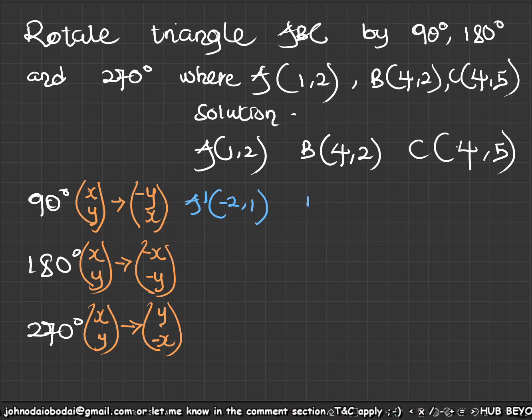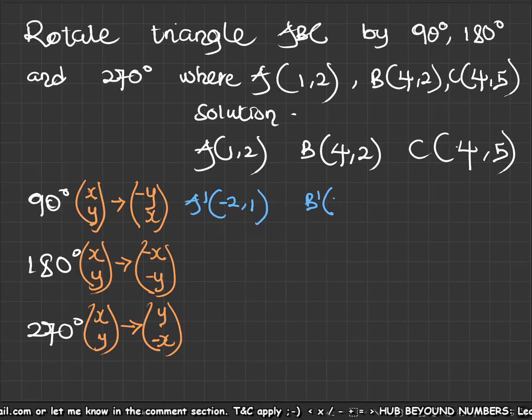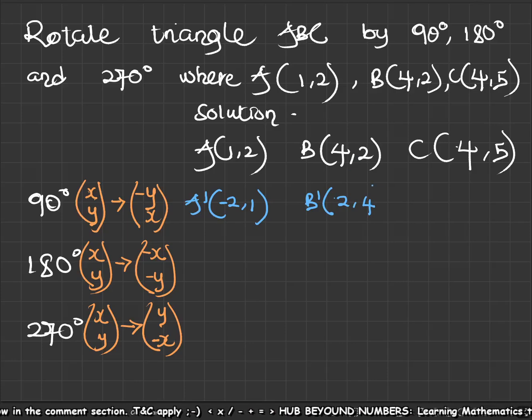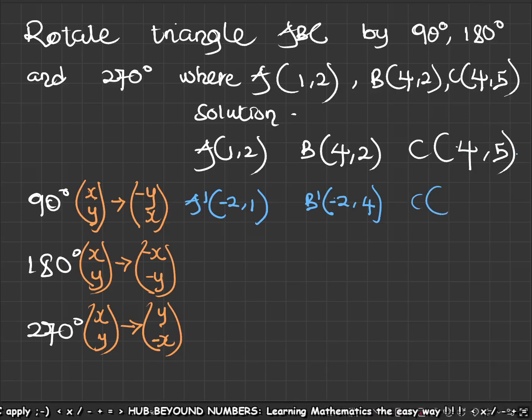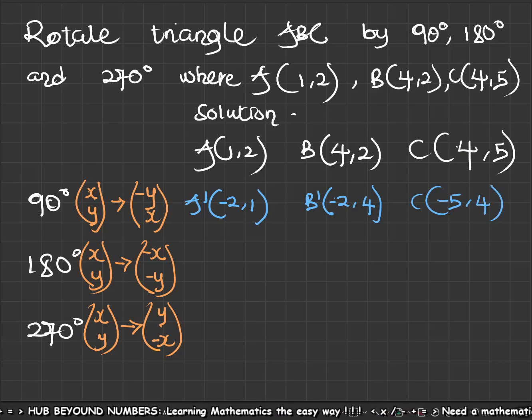Same applies to our B prime. So we have to interchange our values. 4, 2 now becomes 2, 4. And then we negate our new x, you see. Then C is also going to be 4, 5 becomes 5, 4. Then we negate this first one, which is the x coordinate. As simple as that. So this is rotation by an angle of what? 90 degrees. We are just applying the formula.